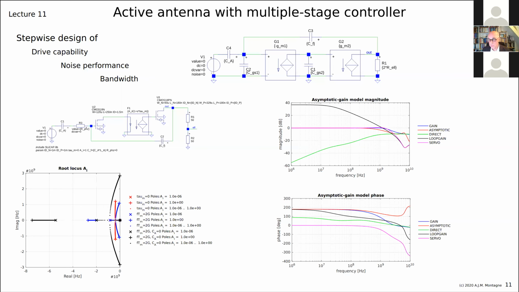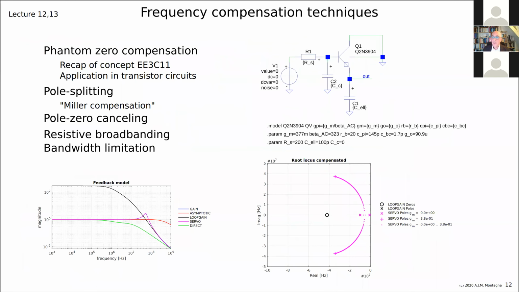That's another thing. That's the filter response. That's the dynamic response of the amplifier. So maybe we have enough bandwidth, but maybe the thing is unstable. So we have to do something about it. And that's when frequency compensation comes in.